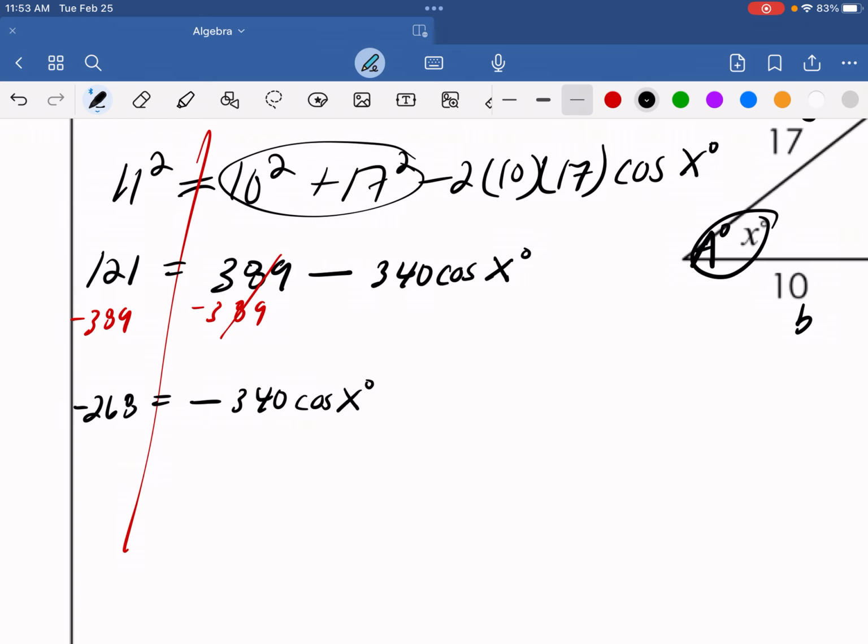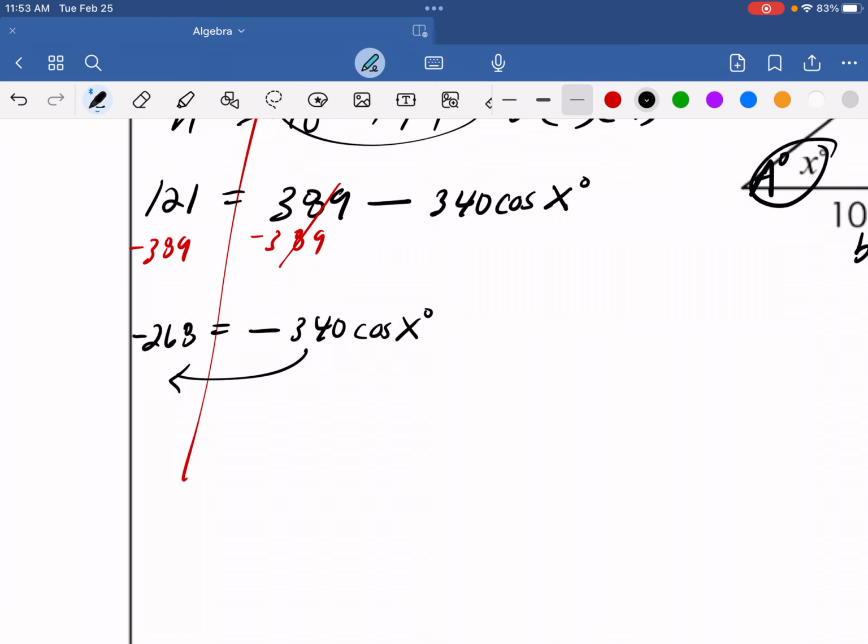Okay, now how do you get x by itself? Well, you need to move 340. How do you move it? Do you add it or do you divide it? We should be dividing it because it's multiplying. It's negative 340 multiplying with cosine. So you're going to divide by negative 340, divide by negative 340. So now we get cosine x, and on this side, two negatives cancel, so it's just 268 and 340.